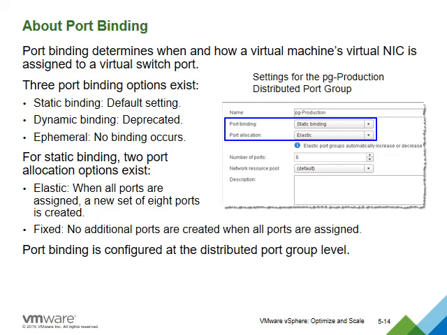About port binding. Port binding determines how a virtual machine's virtual NIC is assigned to a virtual port. When we select static binding, the port is immediately assigned and reserved for the virtual machine. The port is only disconnected when the virtual machine is removed from the port group.